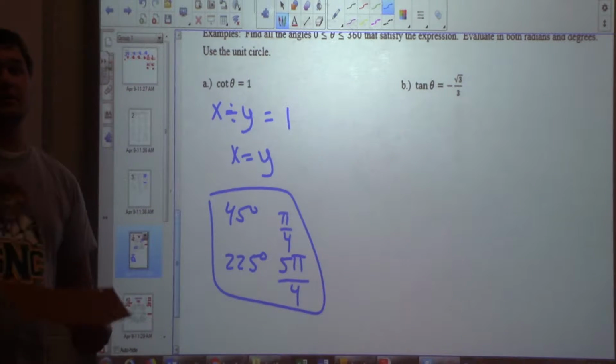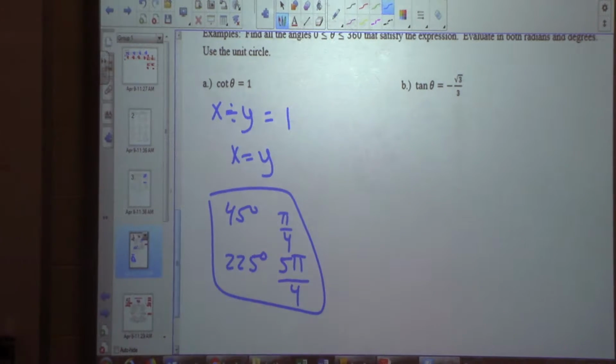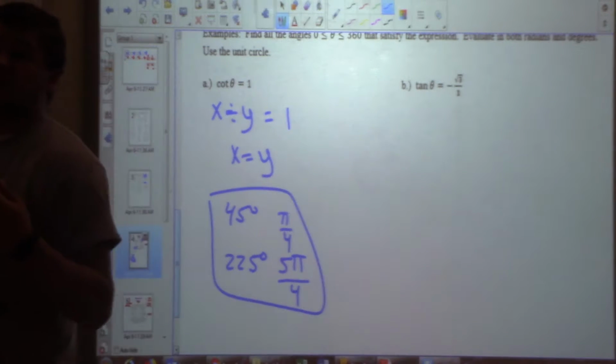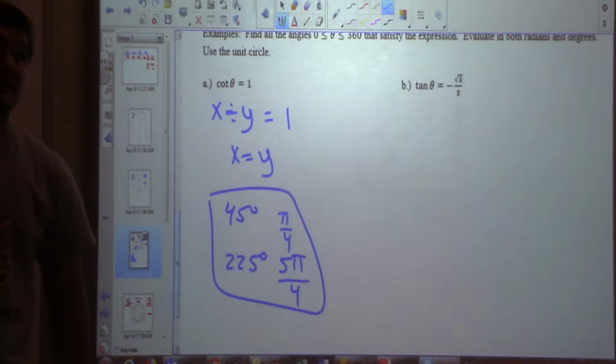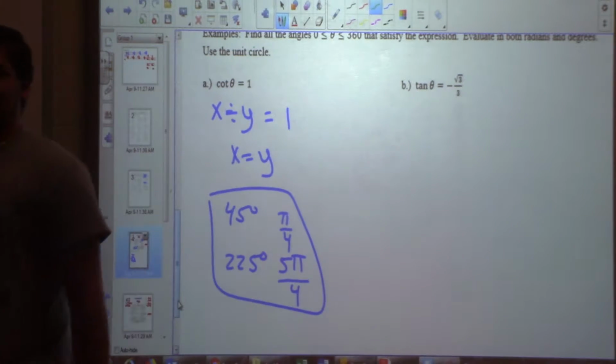Those are the easy ones, when cotangent or tangent equals 1 or negative 1. Those ones are nice and easy. Right? The next one is a bear. It's terrible. It's a lot of work. It's really tough. It's tough for people to grasp, and there's really not a good way to teach it. So it's not a good problem. It's not my favorite problem, put it that way.